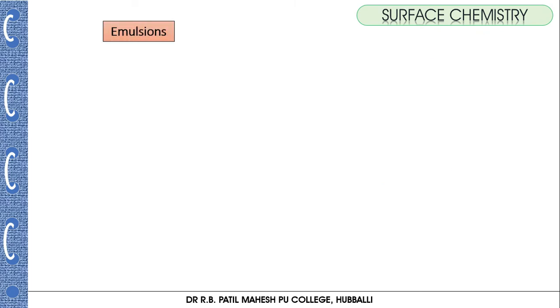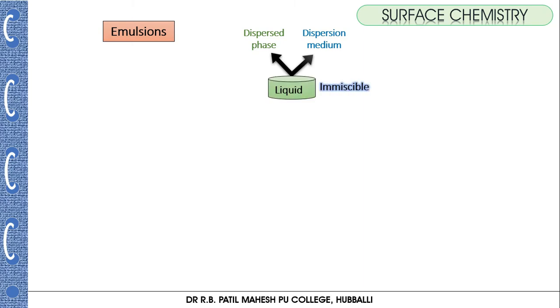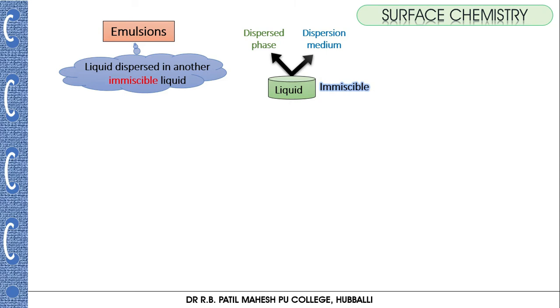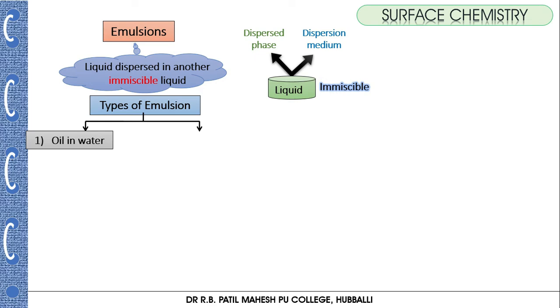Now let us see a new system of colloids called emulsions. In the case of emulsion, both the dispersed phase and the dispersion medium are liquids and both are immiscible. A liquid dispersed in another immiscible liquid is called an emulsion. Types of emulsions. We have two types of emulsions. The first one is oil in water emulsion and the second one is water in oil emulsion.